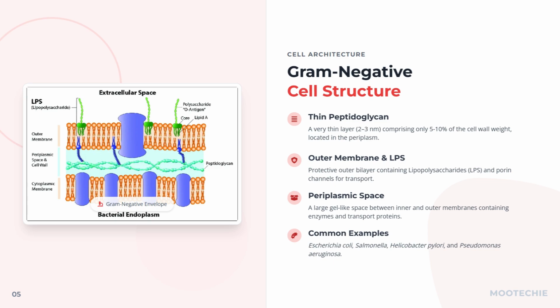Periplasmic space, a large gel-like space between inner and outer membranes containing enzymes and transport proteins. This space is a busy cellular compartment. It contains proteins that break down nutrients and manage what enters and exits the cell proper. The diagram, a gram-negative envelope, shows all these layers clearly. The outer membrane with LPS, the thin peptidoglycan in the periplasmic space, and the inner plasma membrane.